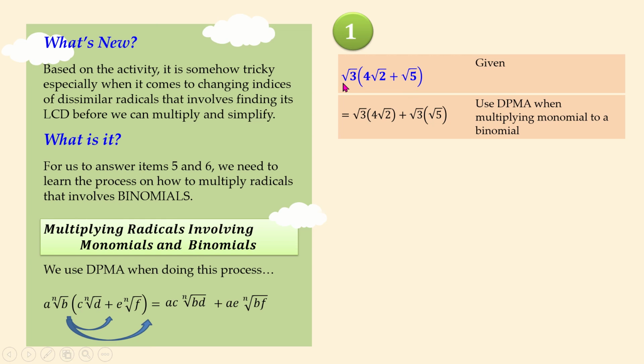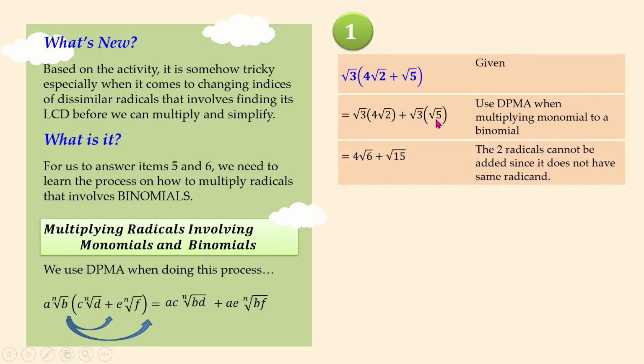So the number outside the square root of 3 is 1, imaginary 1. The number outside the square root of 5 is also imaginary 1. So we copy square root of 3 times square root of 5. Next, the two radicals cannot be added since they do not have the same radicand.